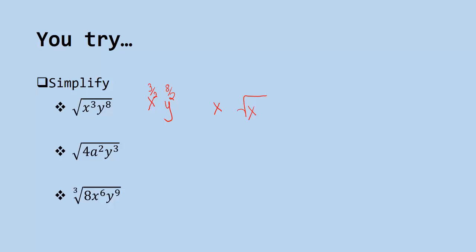Now the y, 2 happens to go into 8 evenly 4 times. So that 4 is the exponent that comes out with the y. There's no remainder, so there's no y that stays under the symbol. So your final answer is simply x, y to the 4th, times the square root of x.